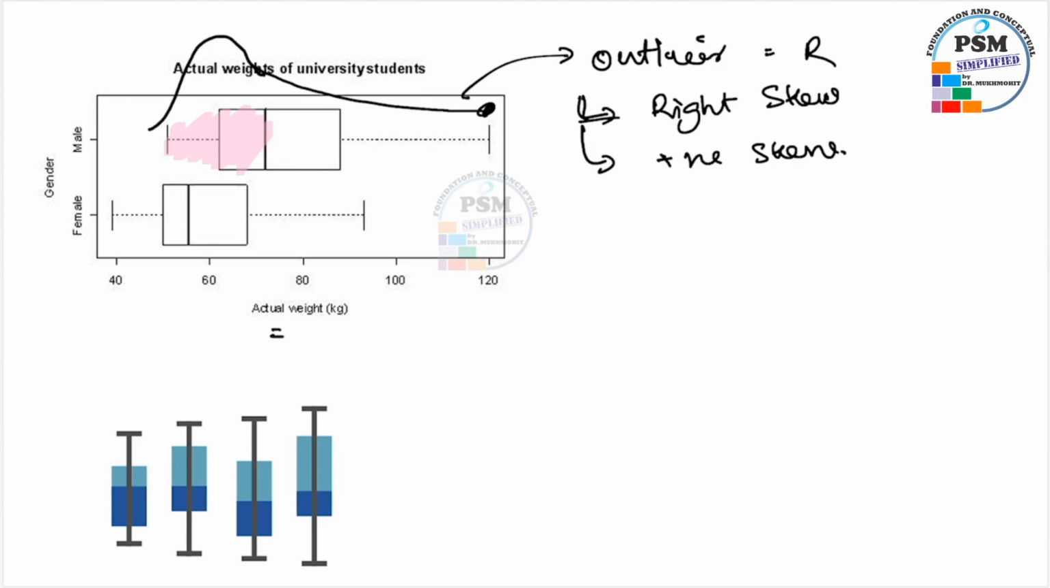So what you see over here in this graph is the actual weight of university students, male or female doctors. And you can see that the weight of the females was considerably less, which is understandable and biologically explainable. And the weight of male students was considerably higher, but both were right-sided skew. I hope you can understand that both were right-sided skew.